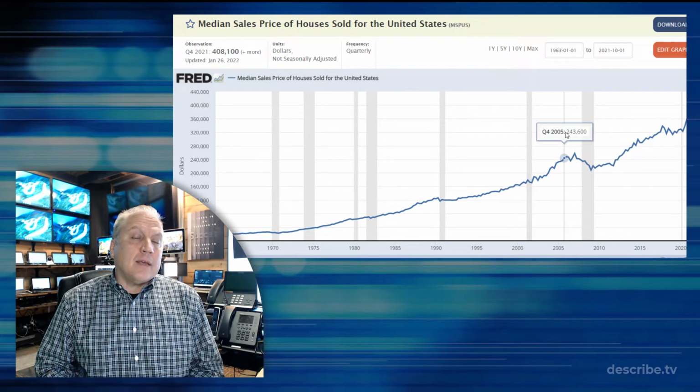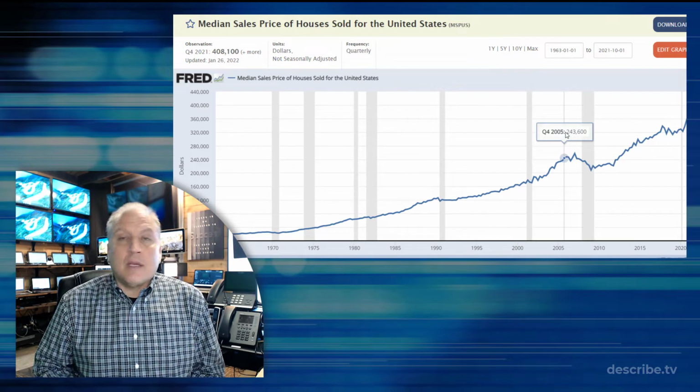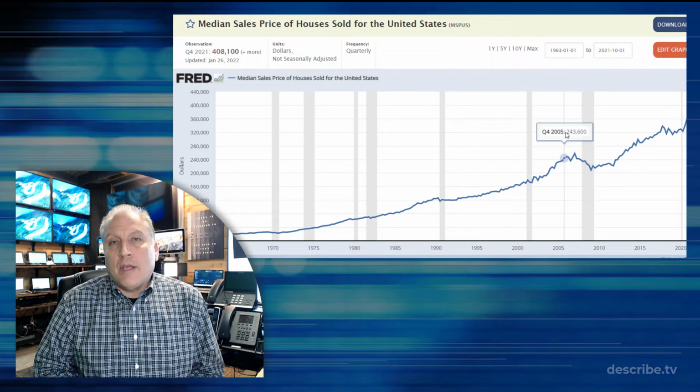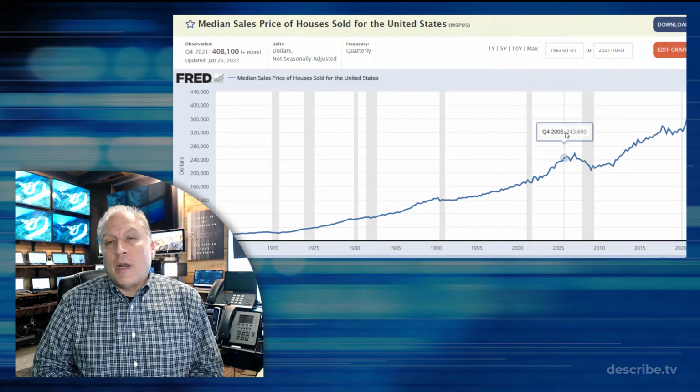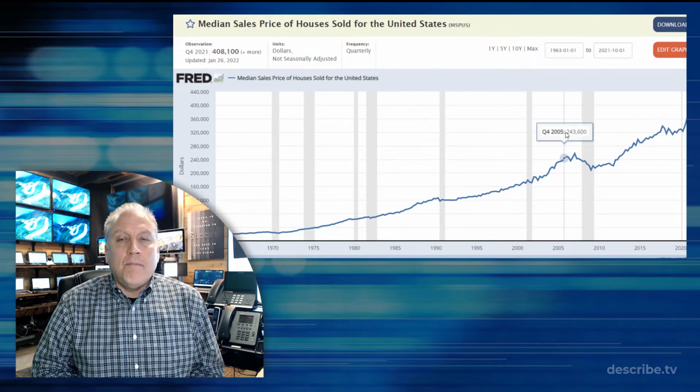So if you were a bank, you could lend on a house, and it didn't matter if the person didn't pay. The government was going to bail you out if you had a borrower that didn't pay you money. So that's why the housing market went up during that period. That's what made it get to that point.